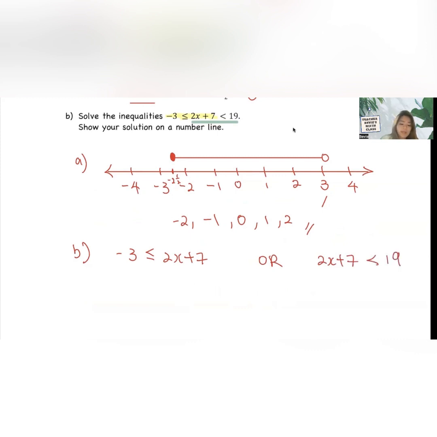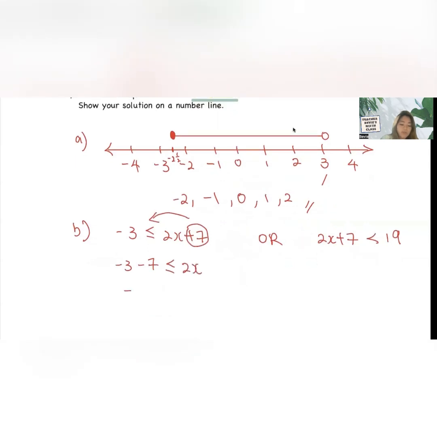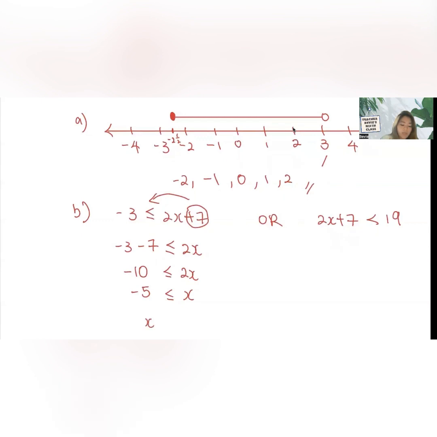Let's work on the left-hand side first. Same thing as what we learned in Sec 2, we will have to shift all the algebra to one side, numbers to one side. Since my numbers are already on my left-hand side, I will shift the +7 over to become a -7. -3 minus 7 gives me -10, smaller than or equals to 2x, and I will have -5 smaller than or equals to x. I can also flip it around, which gives me x is greater or equals to -5.